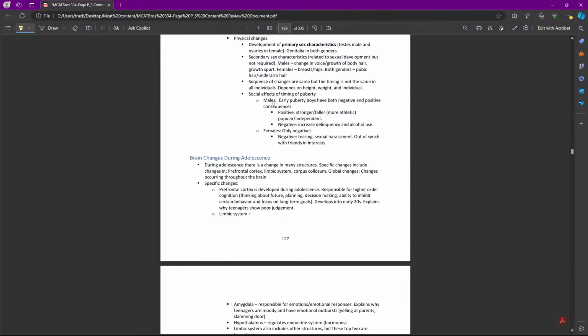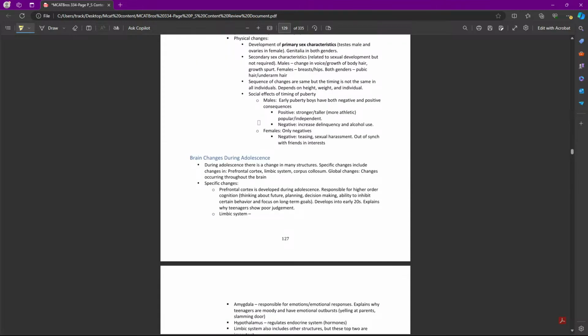Social effects of time of puberty. Males with early puberty have both negative and positive effects. Positive means they're stronger and taller, more athletic. Negative, increased delinquency and alcohol use. Females only negative. Really? Negative: teasing, sexual harassment, out of sync friends and interests. That's really interesting to me.